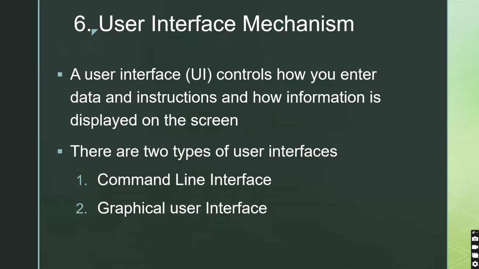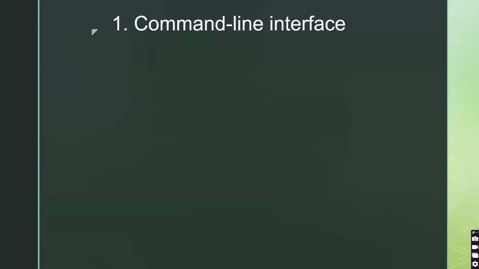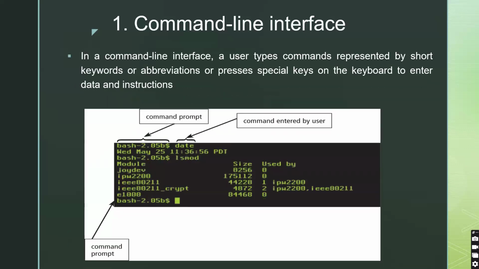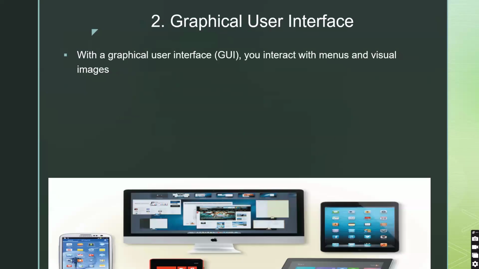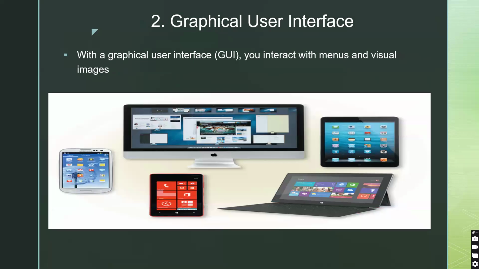First is the command line interface, second one is the graphical user interface. In the command line interface, everything is through commands. If you open MS-DOS, you have to provide the commands, and through commands you can provide instructions to the operating system. The second way is the graphical user interface. In the graphical user interface, you interact with menus and visual images. So daily we are using the graphical user interface. So these are the two ways to interact with the operating system.